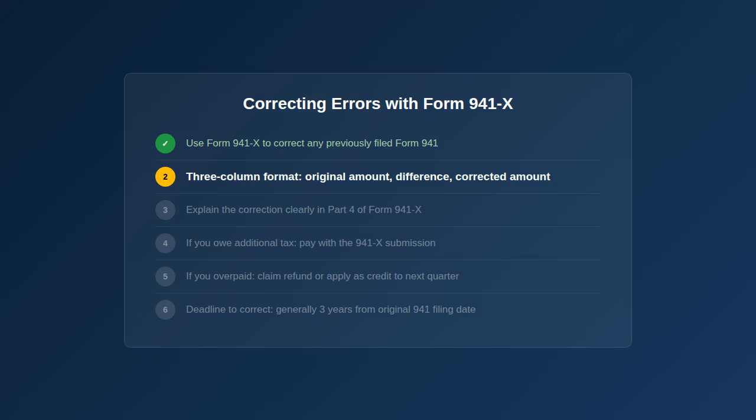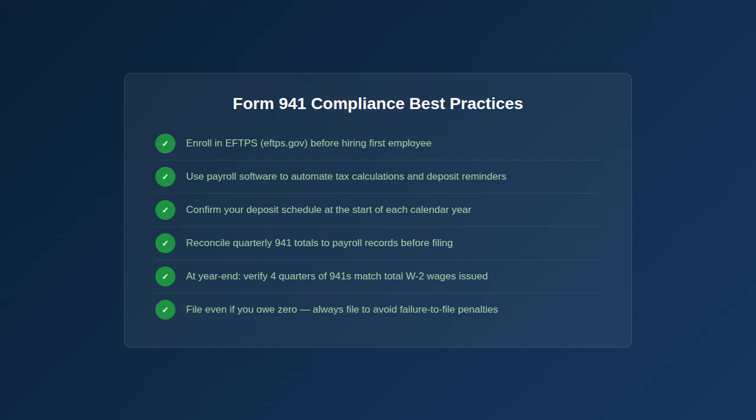A few practical tips to stay compliant with Form 941. Enroll in EFTPS before you hire your first employee. It's free and it's the only approved way to make federal payroll tax deposits. Use payroll software or a payroll service. The calculations are complex enough that manual errors are common and expensive. Reconcile your 941 totals to your payroll records every quarter before you file. And at the end of the year, verify that your 4 quarterly 941 forms add up to match the W-2s you issue to employees. Discrepancies between 941 totals and W-2 totals are a known IRS audit trigger.